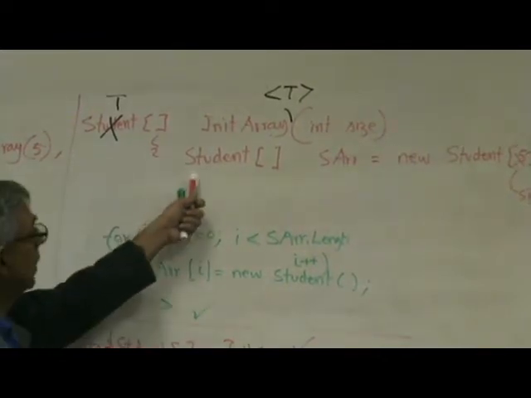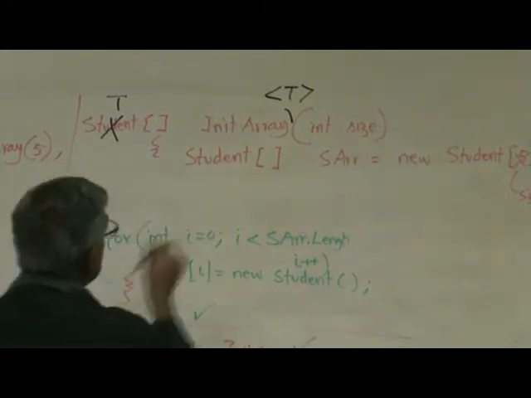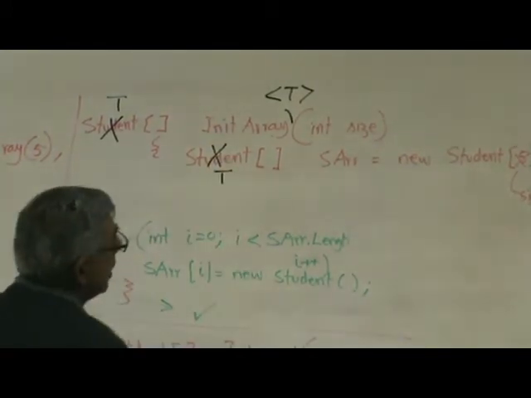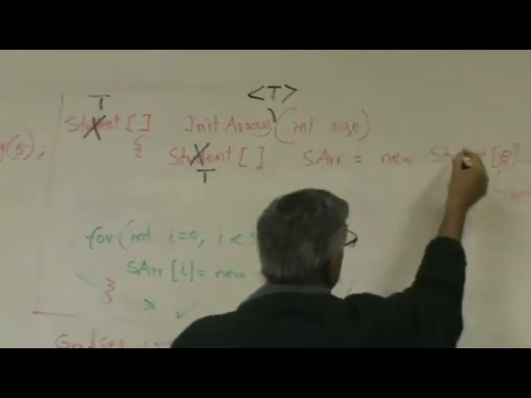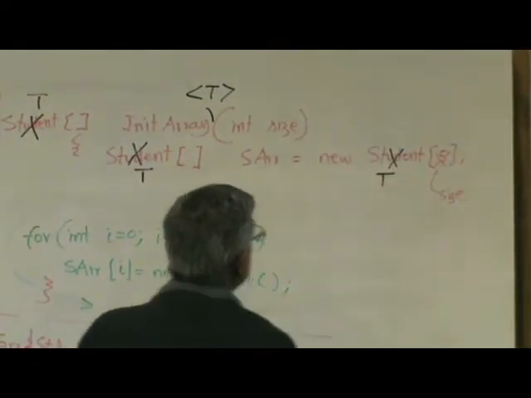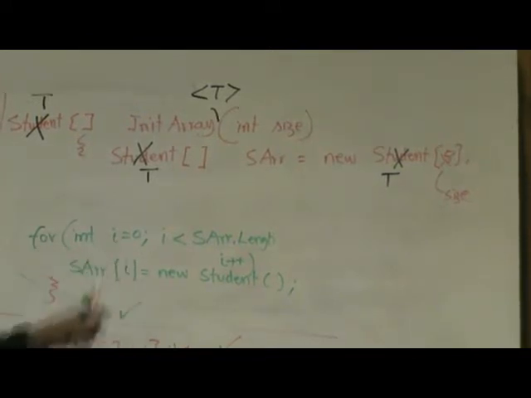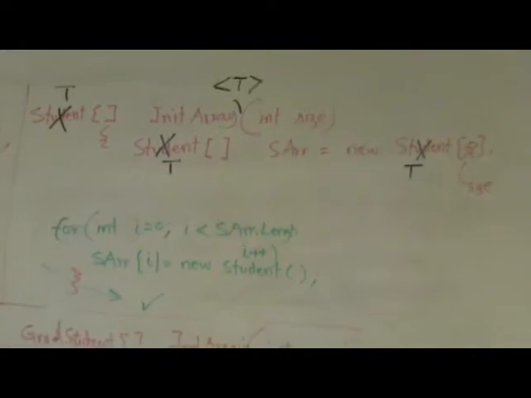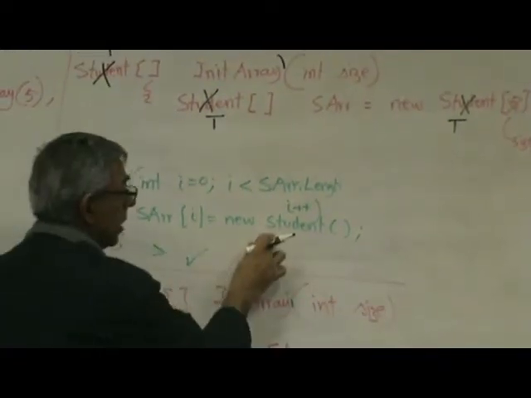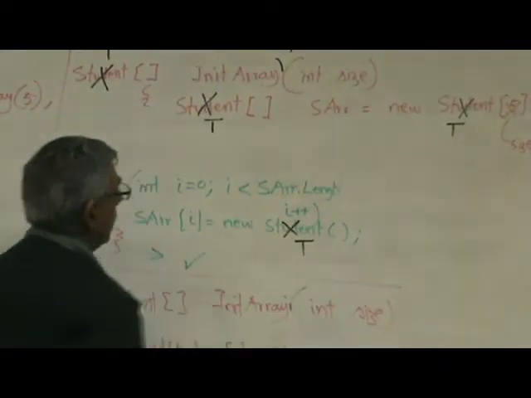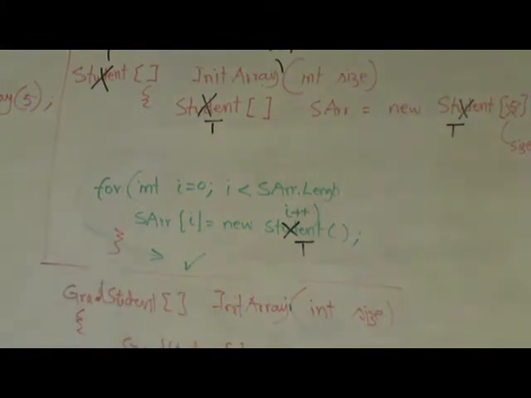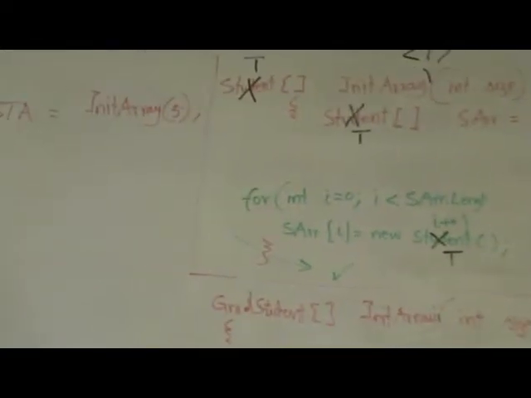What will this change to? Wherever student is, it becomes T now, right? And then S array equal to new T. And then let's go to this line. Int I equal to 0, I less than S array dot length, S array of I equal to new T. And you have your generic method. Now, how will the caller call it if they wanted to create an array of 5 students? Okay, let's take a look at the calling code.